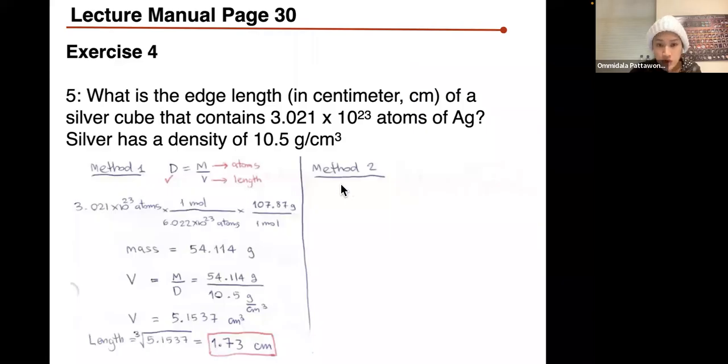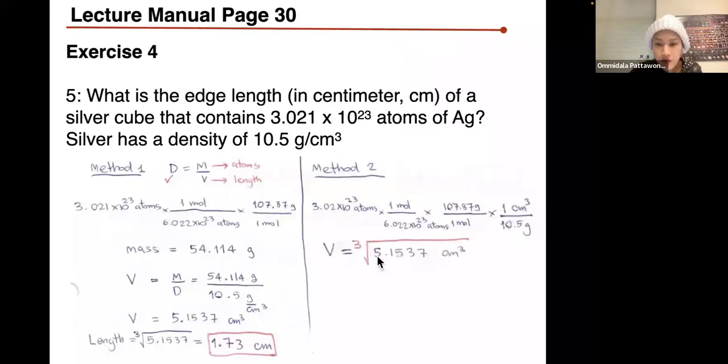Method 2 is similar to method 1, but you set all this up in one step, which is what we call dimensional analysis. In this case, you start with the given atoms, convert that to mole, use molar mass to convert mole to grams, and then use the density to convert from grams to volume in cubic centimeters. Then you take the cube root again to get to length. That would be an identical answer for both methods.